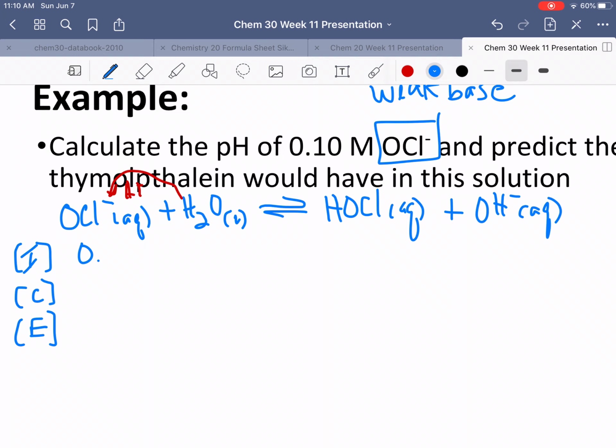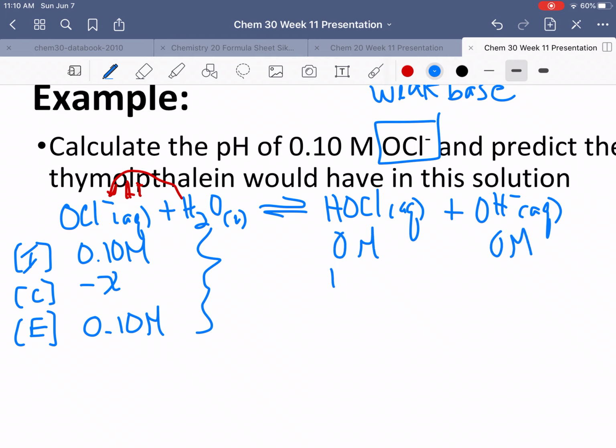Let's make an ice table so that we can start to analyze the equilibrium concentration of this thing. It starts at 0.10 molarity. We would subtract an X amount of concentration. That X amount is going to be small enough that calculation-wise I can simply leave it as 0.10. Water is not included in equilibrium laws. The HOCl starts at 0 molarity, as does the hydroxide. They both go up by X amount, and at equilibrium they will be at X.